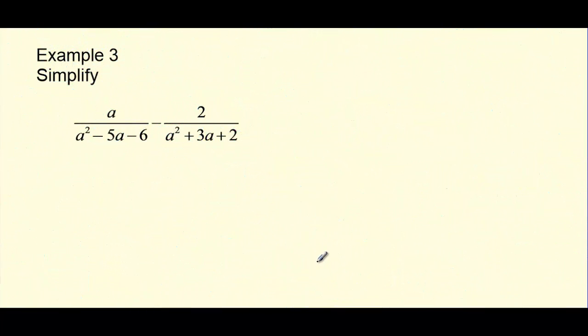Alright, the final example we're going to see in this lesson. We have two denominators where they are both trinomials, a squared minus 5a minus 6 and a squared plus 3a plus 2. Hopefully your gut instinct here is you would want to factor these. So let's factor both of these denominators and see what we end up with.